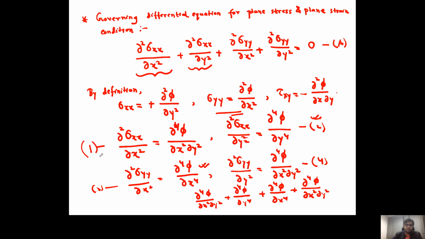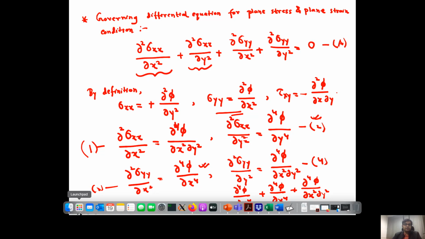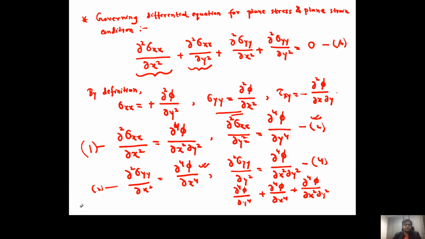So let us see what we can do. There is one term here and it is repeated here. So let us remove the first term, and instead take the pen, add a 2 here, and that is equal to 0. So this is the governing differential equation in terms of the Airy potential, which we also call the stress potential.